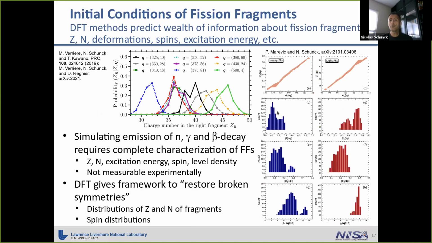Now, these fission fragment distributions are just the beginning. DFT, in fact, can give you a whole wealth of information about those fission fragments. And if you remember the sketch of the whole process that I showed at the beginning, if you want to simulate the decay of the fragments, the emission of neutrons, the emission of gammas, the beta decays, you need to have a complete characterization of the fission fragments just at the point of scission. That is, what are their proton and neutron number? What is the excitation energy? What is the spin of those fragments? What are the level densities? And none of these quantities is measurable experimentally. So you really rely on theoretical calculations. And DFT gives you a framework to compute a lot of these in a consistent manner.